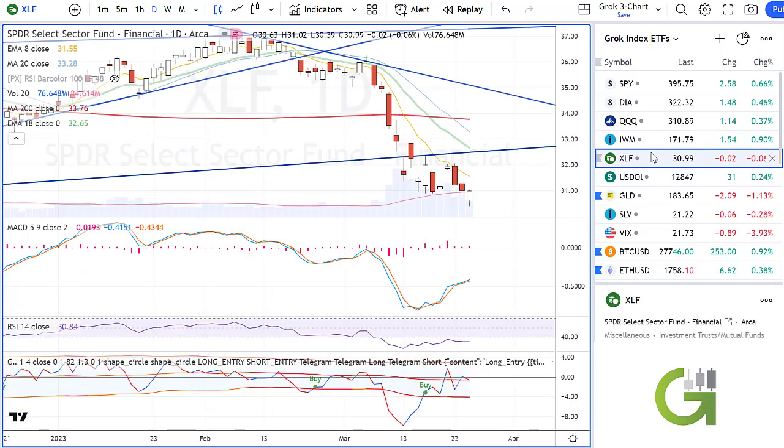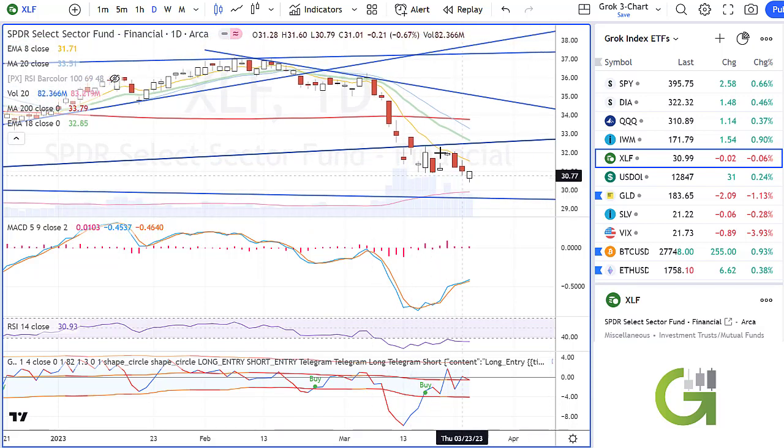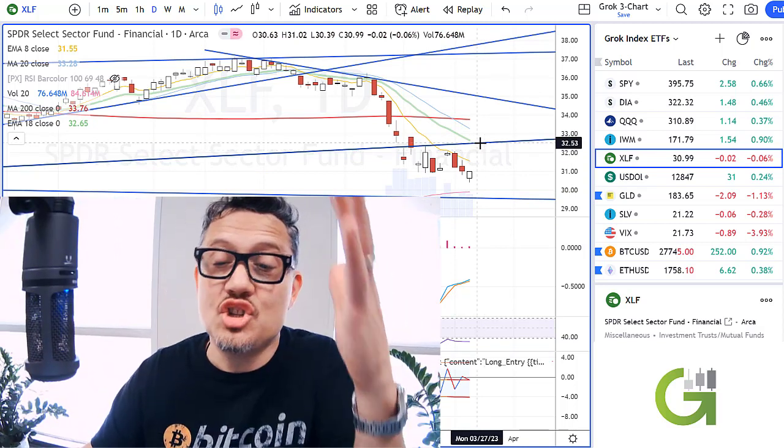XLF, which is the financials, is down, down, down, down, down on huge volume. This could be capitulation, meaning this is buy time. See the volume? Huge volume, guys. And we're very, very extended to the downside. RSI is way oversold. So this would be a great place to be looking to buy financials. That means the market should go higher.